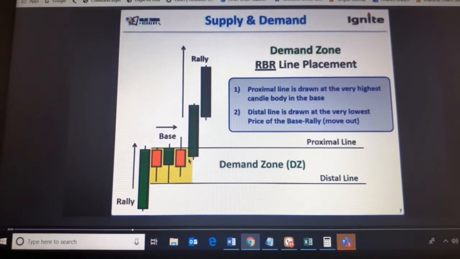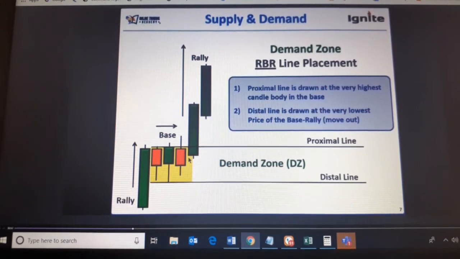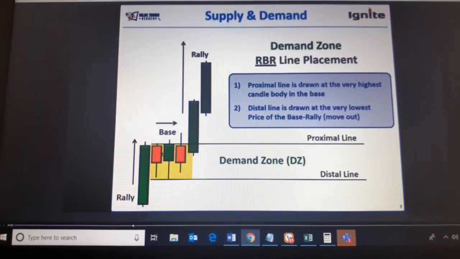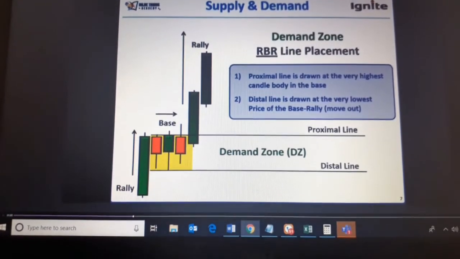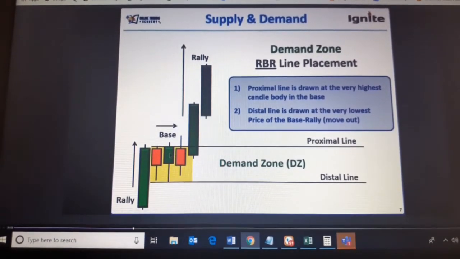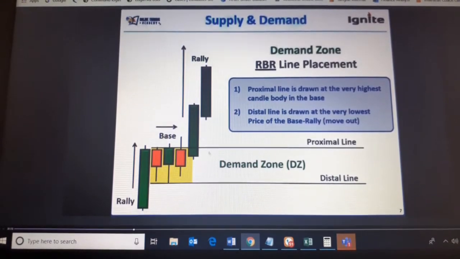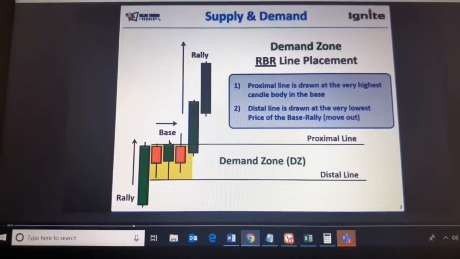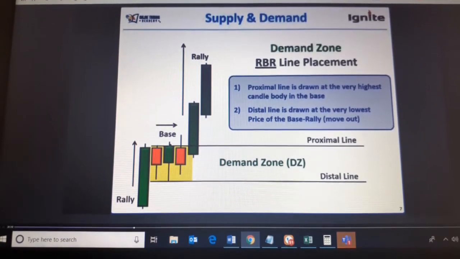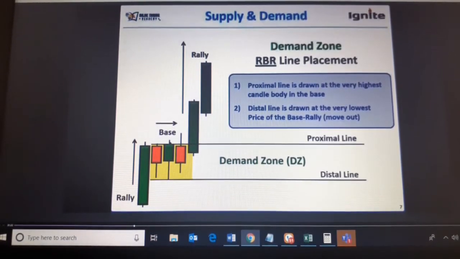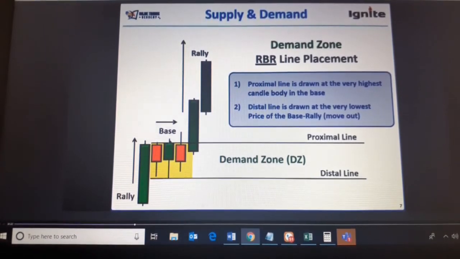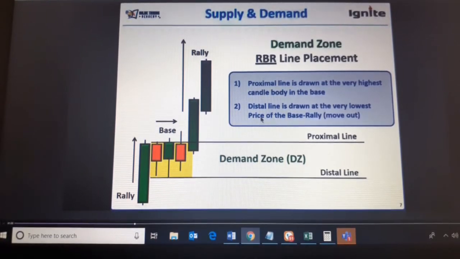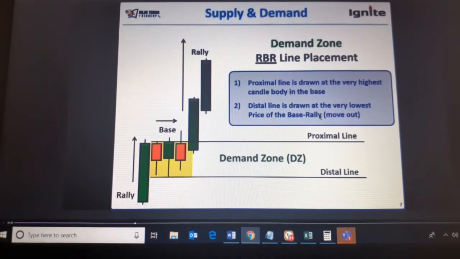Now this is your rally base rally. So the proximal line is at the very highest candle body. Among these three bases, which is the highest candle body? In the base, the green one, right? The second base candle. So that's why the proximal line is drawn at the very highest candle body in the base. Now when it comes to the distal line in case of a continuation pattern, that is your rally base rally, there is a small difference, a small thing to note over here. The distal line is drawn at the very lowest price of the base or rally.